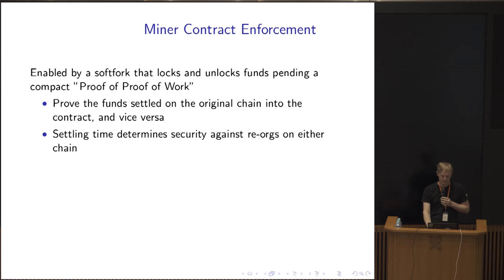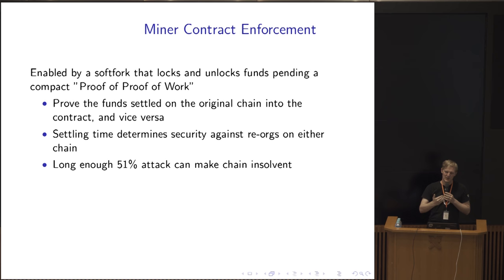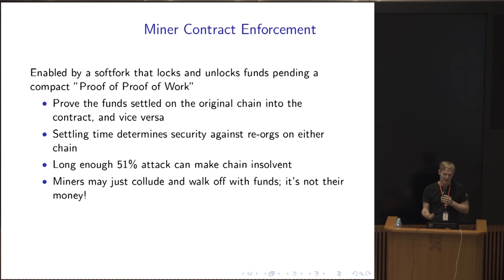So a 51% attack can actually make it insolvent. A miner could start doing false proofs on the sidechain for longer than the security period, and then present those proofs on the main chain, since they're controlling that much hash rate, and then unlock the funds using that proof. And it might not even be a 51% attack in the classic sense of a big miner doing this. It could be just all miners collude and walk off with funds.